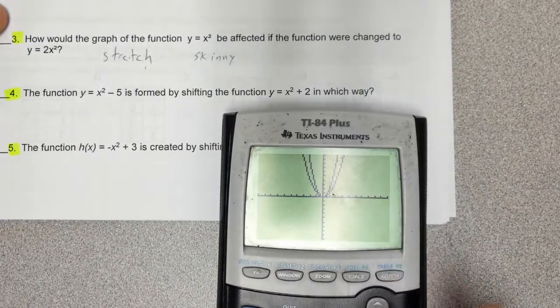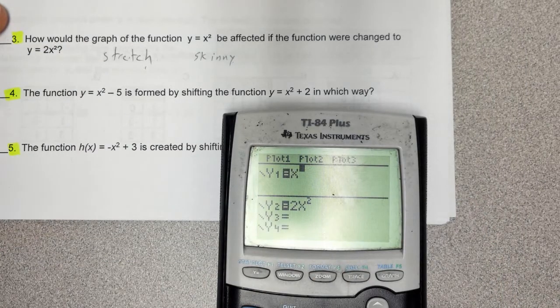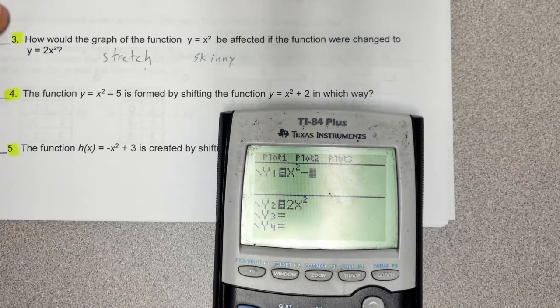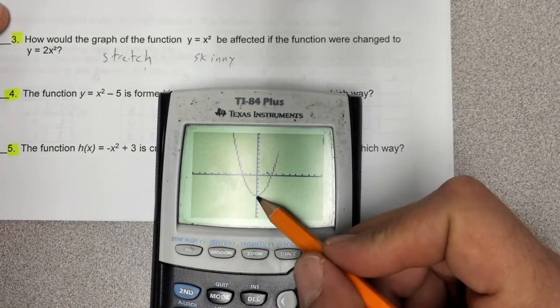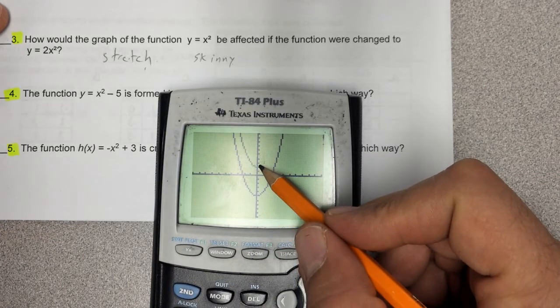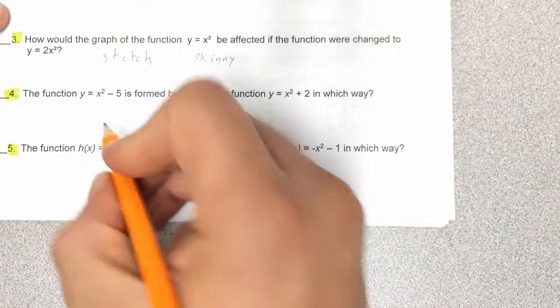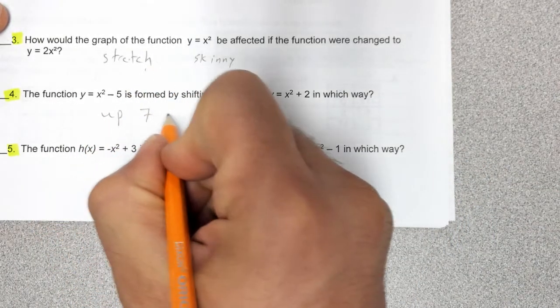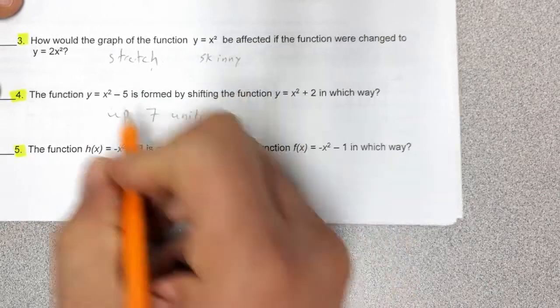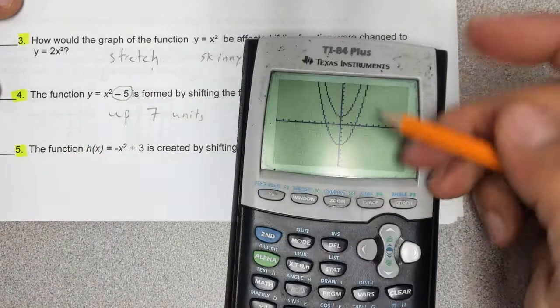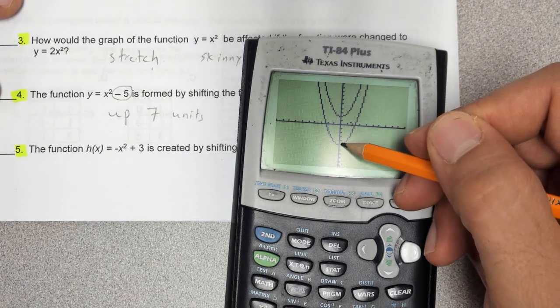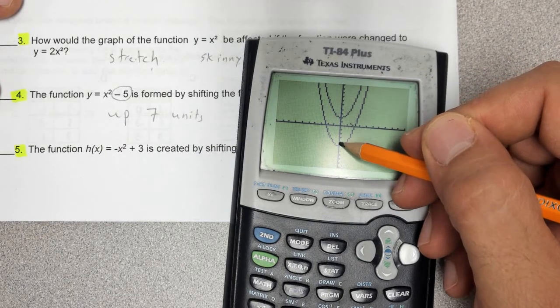In this case, we're going to try it again. Y equals x squared minus 5. We have y equals x squared plus 2. Here's the one that's minus 5. Here's the one that's plus 2. Obviously, it went up. It went up 7 units. Again, whenever you have an x squared and put a minus number after it, that's actually the y-intercept. Down 5. It's supposed to be here at 0, went down 5.